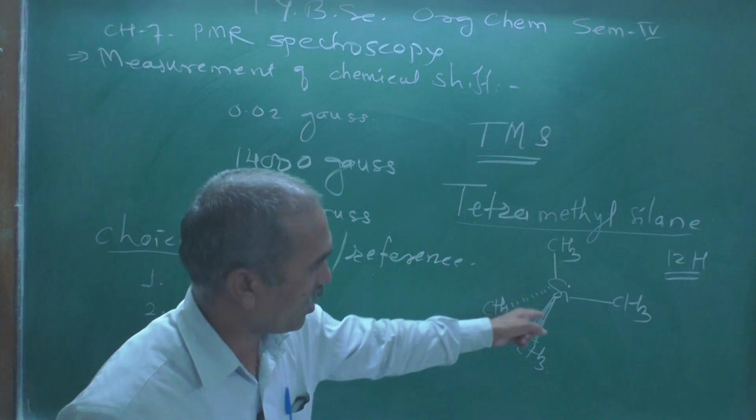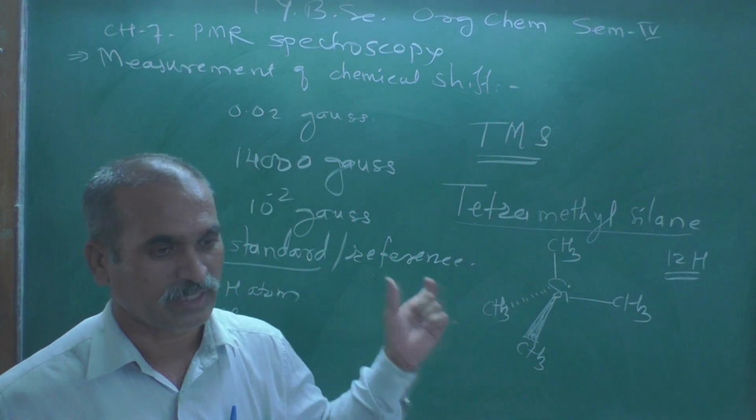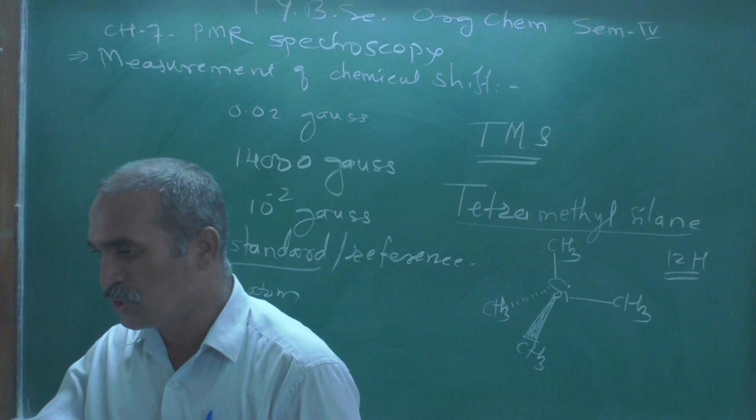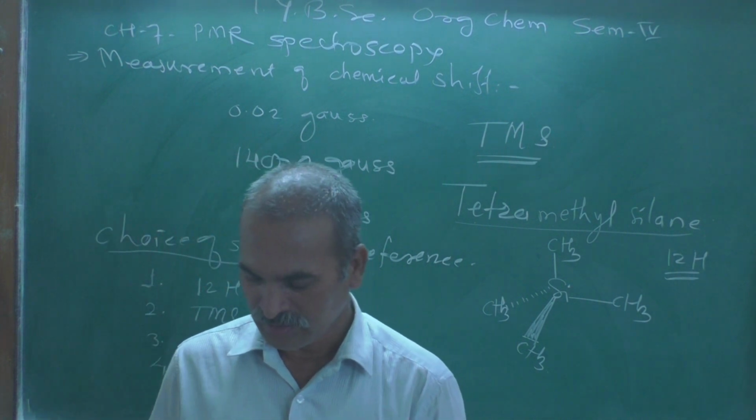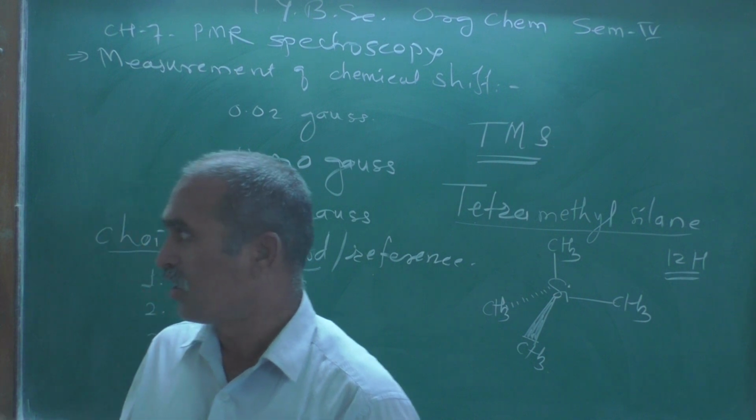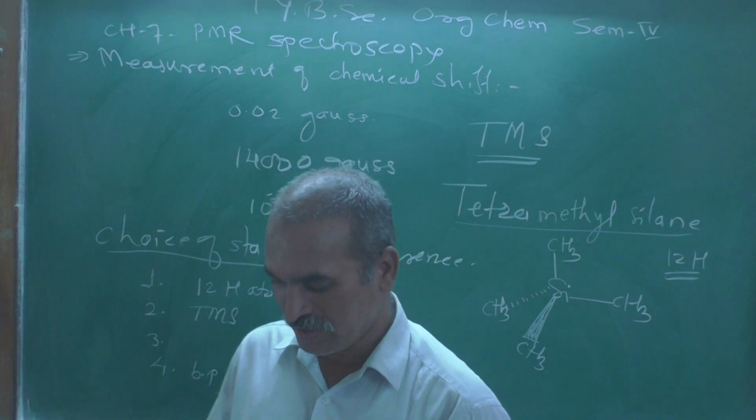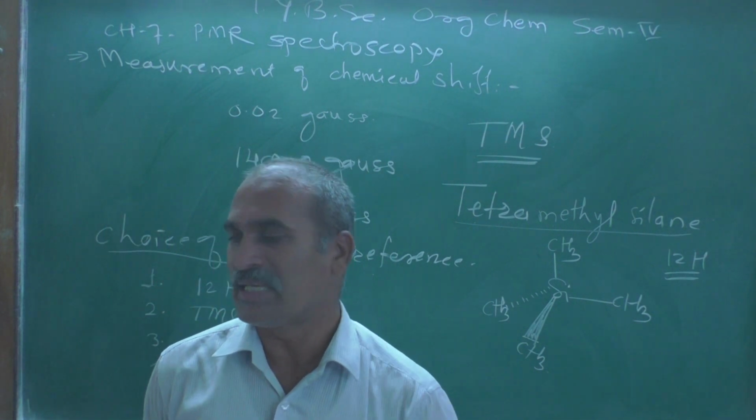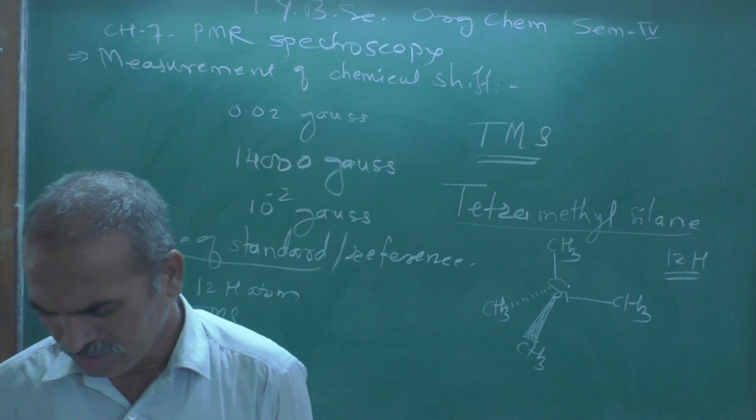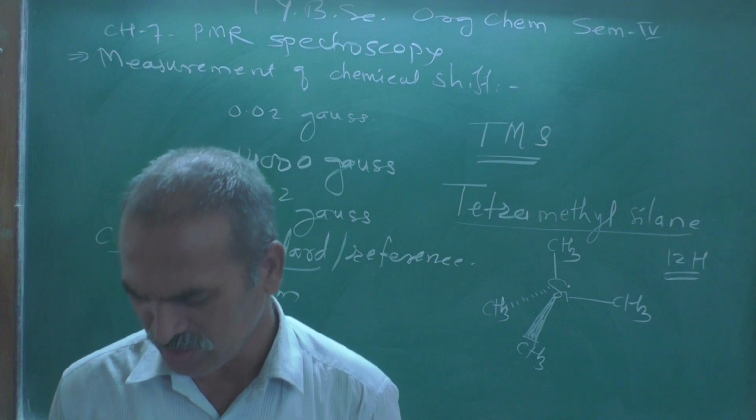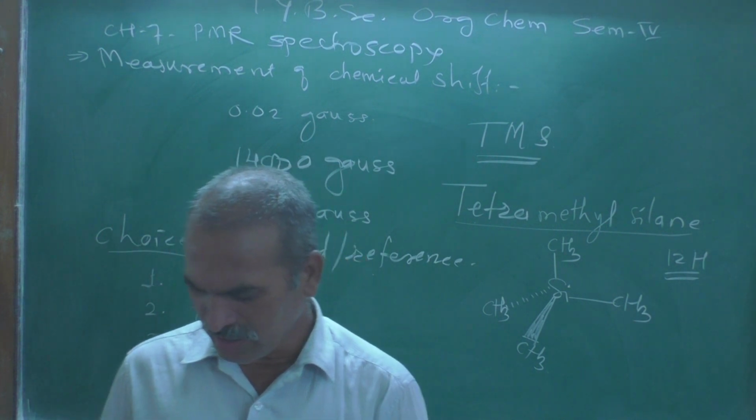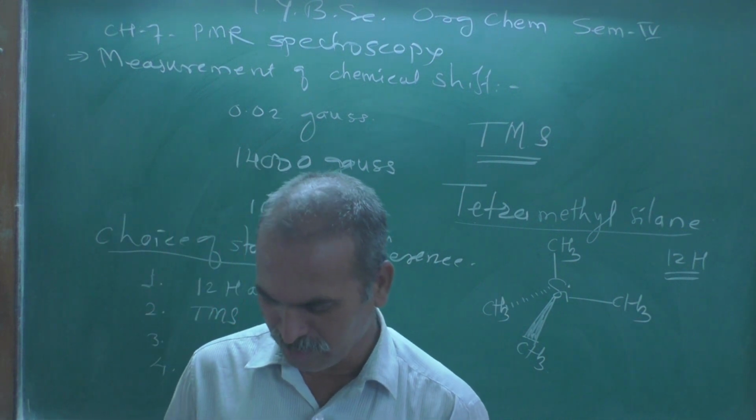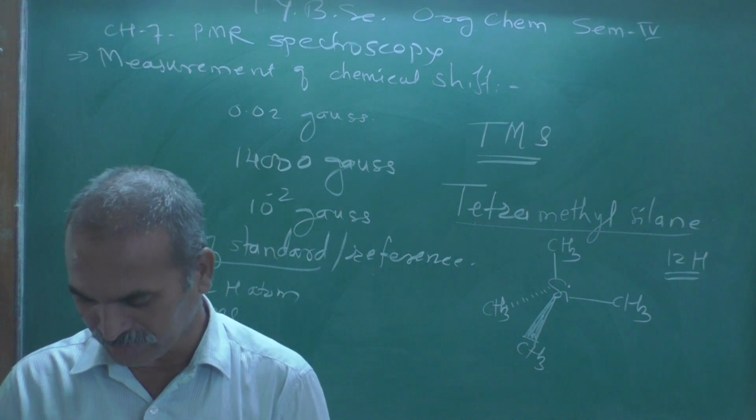and whenever the organic compound dissolves in tetramethylsilane, after its use, the sample is recovered 100%, and that's why it is used as a standard solvent. It is highly volatile, boiling point 27 degrees centigrade, and hence it is quickly evaporated at room temperature, and the sample can be recovered 100%.